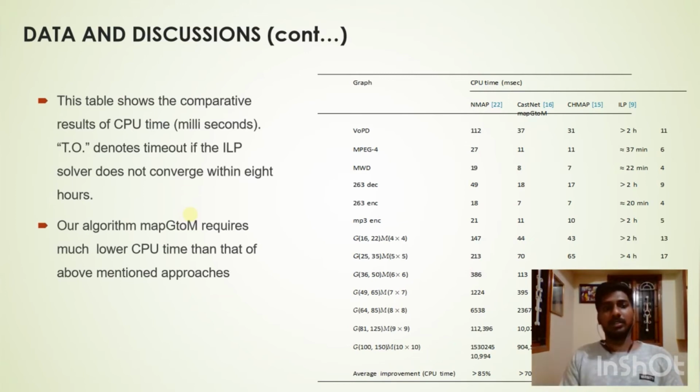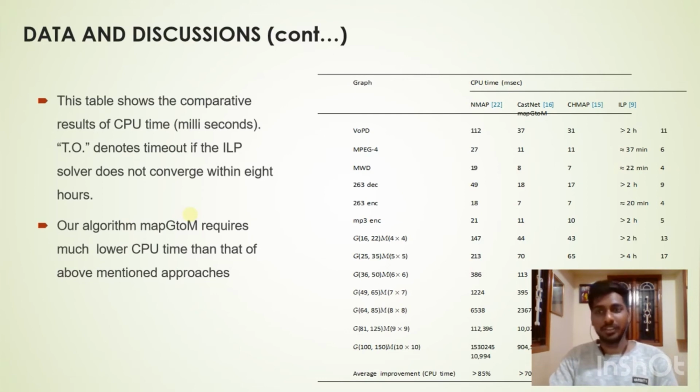Then it's a graph. It's very much important because it represents the CPU time. Nmap has very high CPU time compared to any other. You can see it yourself. Just consider VOPD, MP4, NWD. VOPD itself is enough. Nmap consumes 112 milliseconds for a cycle, but in map G2M that is only 11.